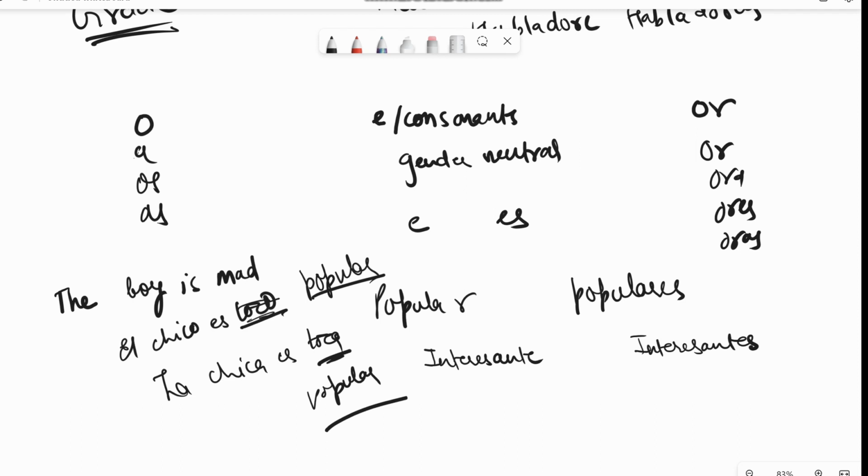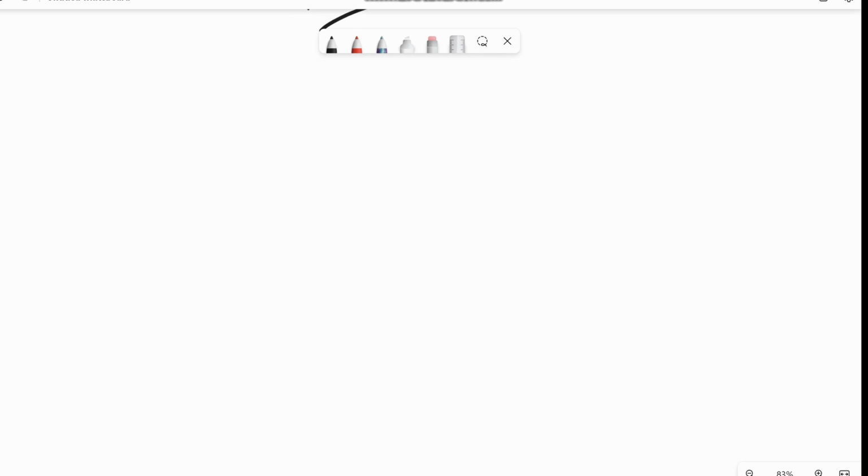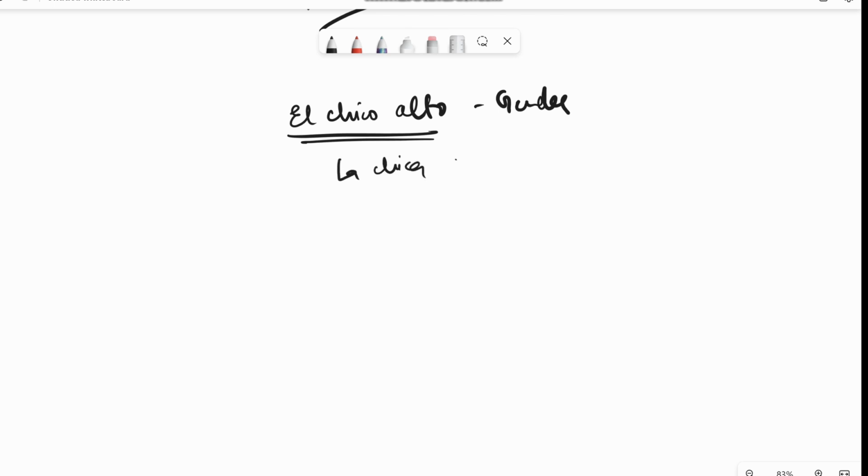Because the adjectives of nationality that end in a consonant, they have four forms, but you don't need to worry about it right now. We'll deal with it when we do nationalities. Now, for today's class, I'm going to be giving you a sheet. So I will be giving you some sentences where you'll have to change the number and the gender of those sentences. For example, if I say el chico alto, and if I ask you to change the gender of the sentence, that means it is a masculine one, you'll have to make it into feminine. So el chico alto, the tall boy, feminine will be the tall girl, la chica alta.